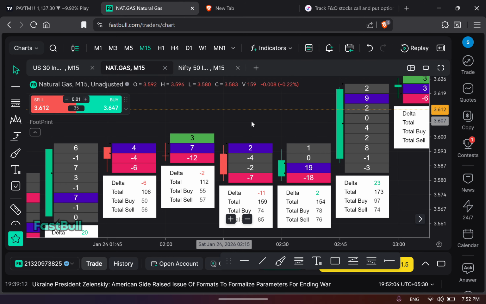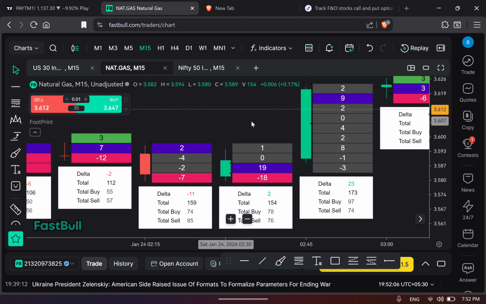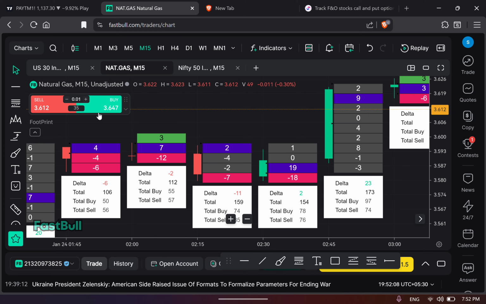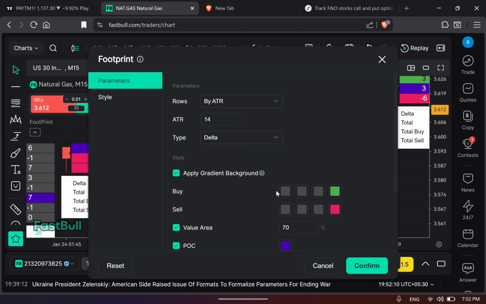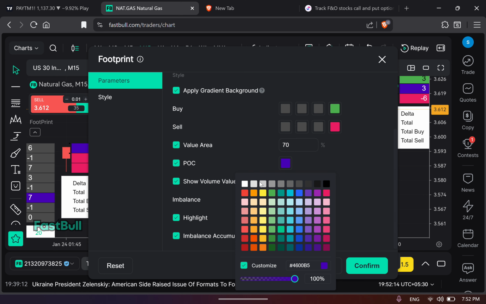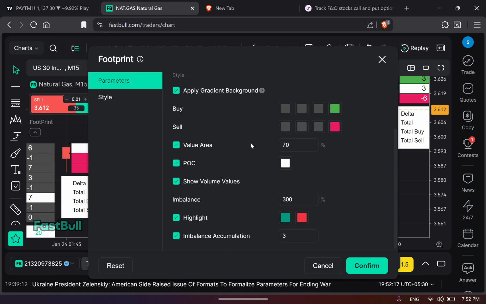Yep, this is okay. I don't say that, something is still pending. Why is the violet color coming? The POC. Okay, yeah, one minute. POC, let me change to this one.